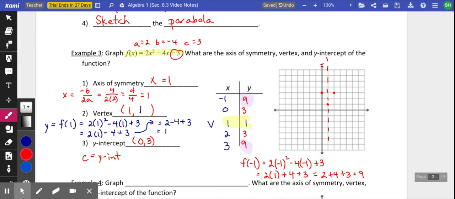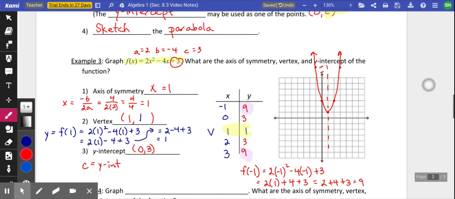My graph only goes to 7, so there's 8, there's 9. Somewhere right about there and right about there. Keep in mind, we have a little U shape going on here for our parabola. Once we have our points, we'll go ahead and sketch the parabola. Again, the vertex is that middle point. And we have completed example 3.